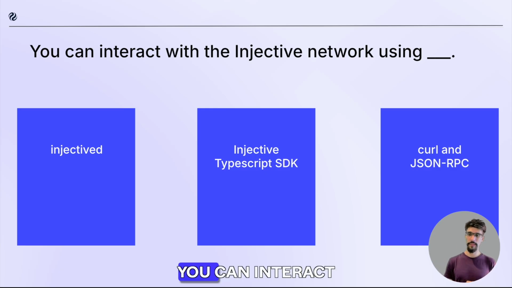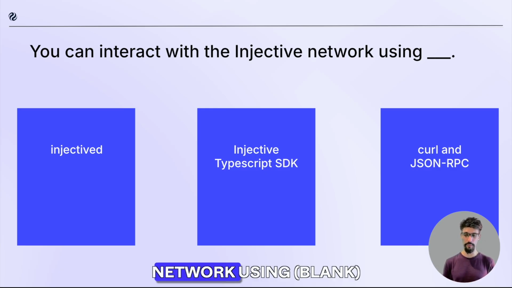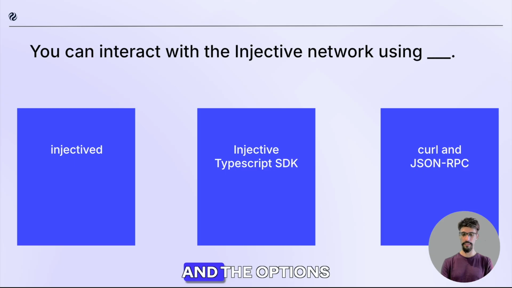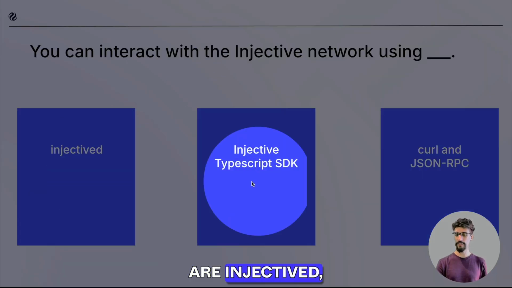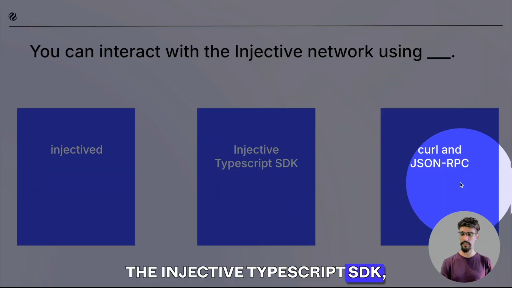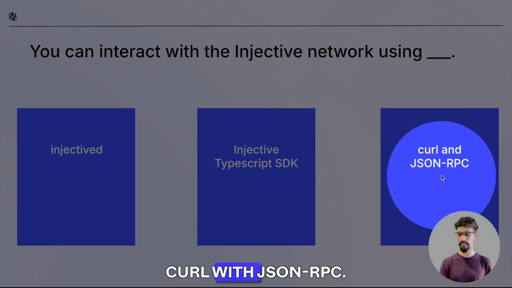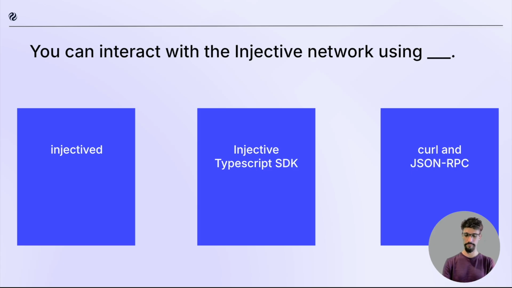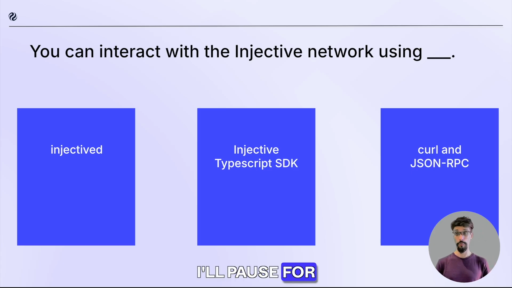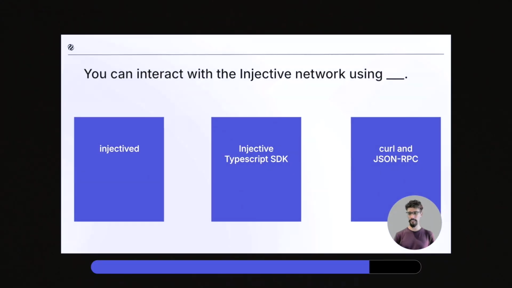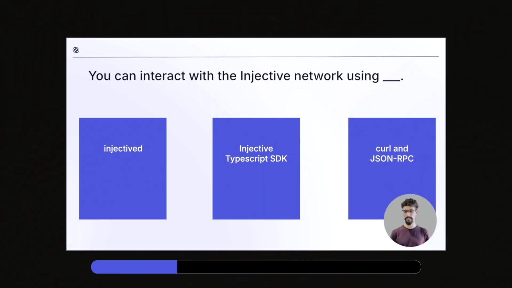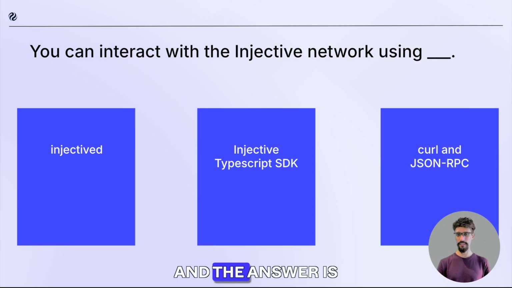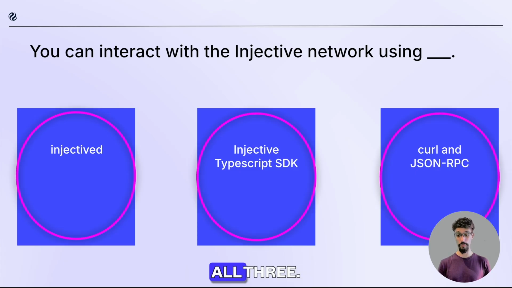Next question. You can interact with the Injective network using blank. And the options are Injective, the Injective TypeScript SDK, as well as curl with JSON RPC. I'll pause for a bit while you think of the answer. And the answer is all three.